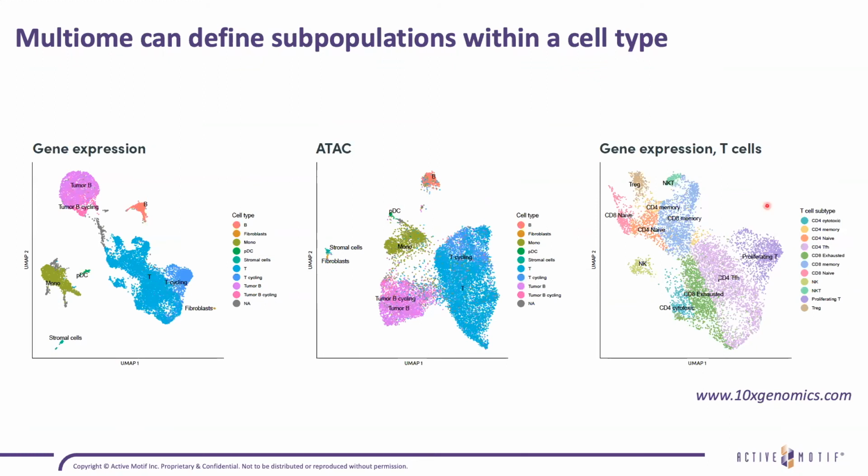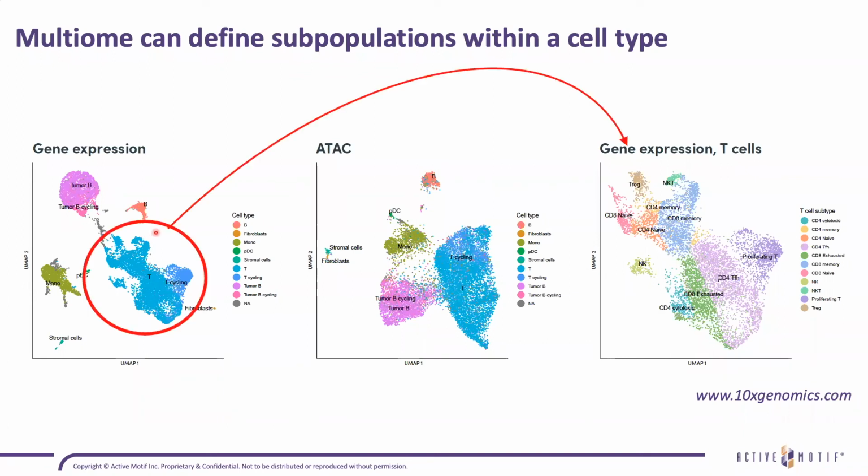Multiome can also define subpopulations within a certain cell type. So in the left panel, we see a gene expression UMAP plot showing different types of blood cells. We can zoom in on just the T cells, and further subpopulations can be defined by the software. Here, in the right panel, we're looking at different types of T cells that are defined by Cell Ranger.